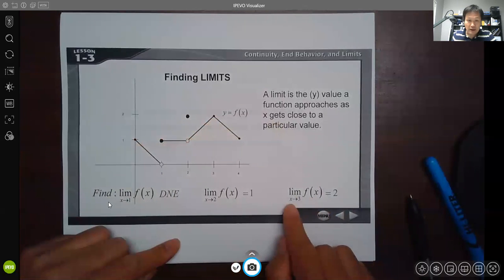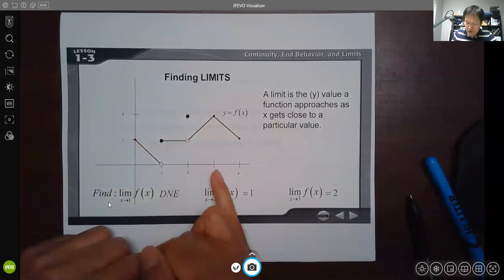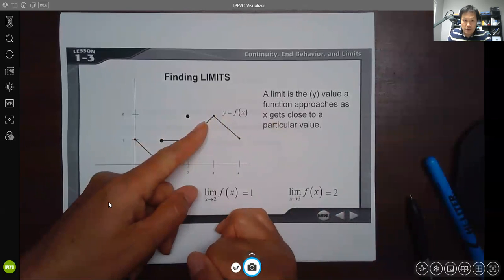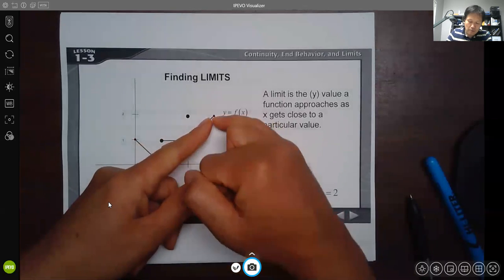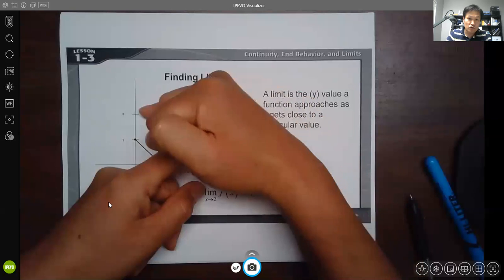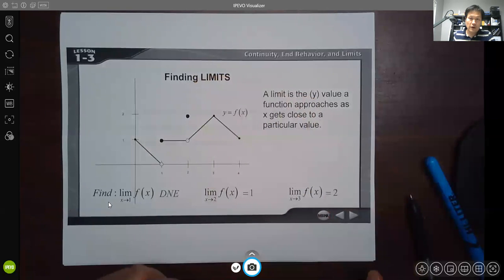Limit of f of x as x approaches 3. So 3 is right here. Approach 3 from the left, approach 3 from the right. Both of them are approaching 2, so the limit value is 2.